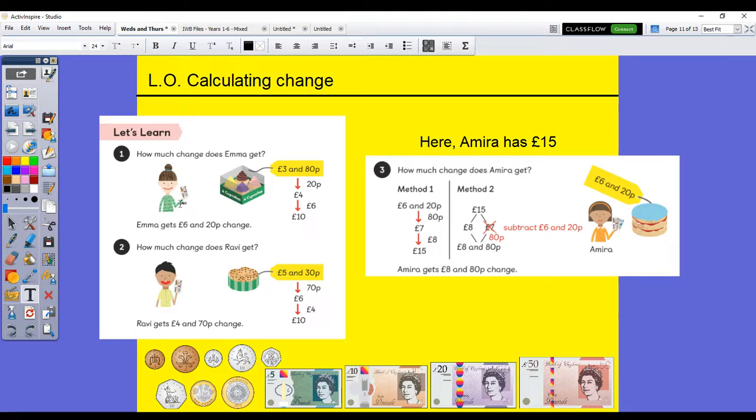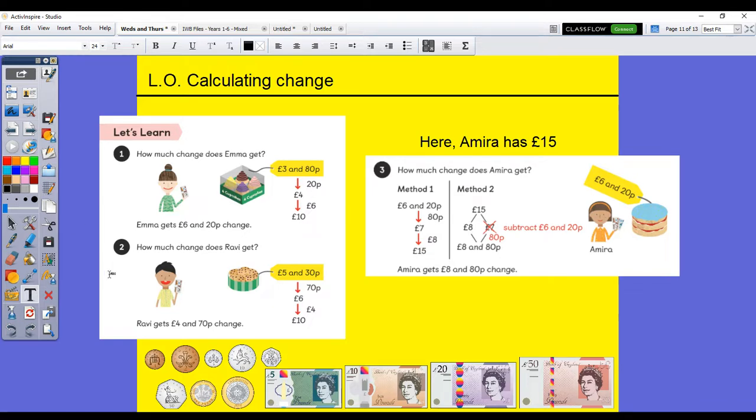If Emma spent £3.80, we're going to do some mental maths today. She had £10 and she spent £3.80. If we added 20p to £3.80, £3.90, £4. So we can write 20p there. We know we only need £6 more to get to £10, so it'll be £6 and 20 pence. So Emma would get £6 and 20 pence change.